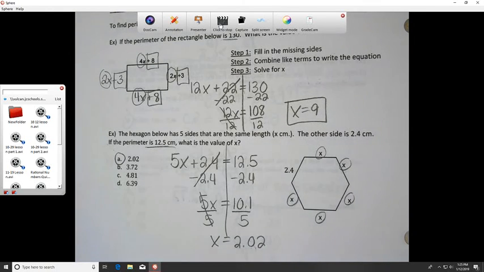So quiz is tomorrow. You can study from this packet. The questions on the quiz are going to be similar to these kind of questions. And just remember, equation has an equal sign. Inequality is less than, greater than, less than or equal to, or greater than or equal to.